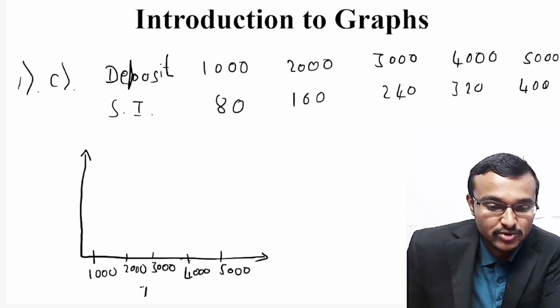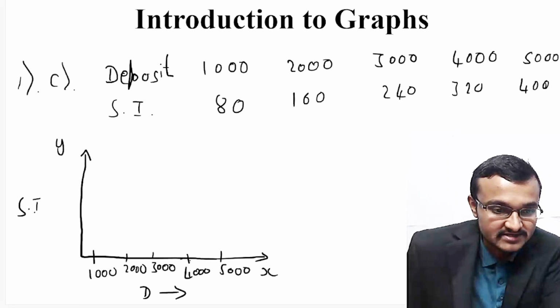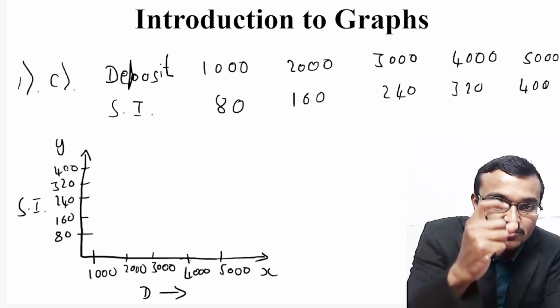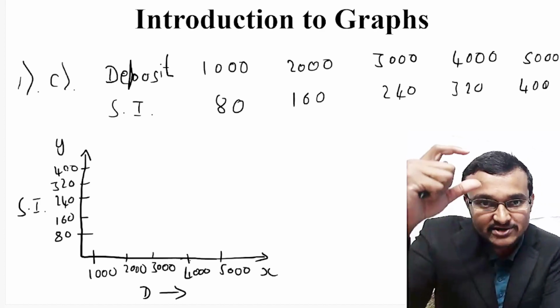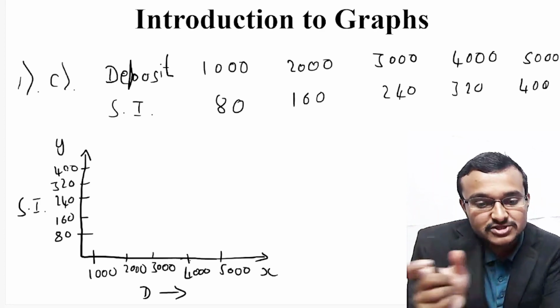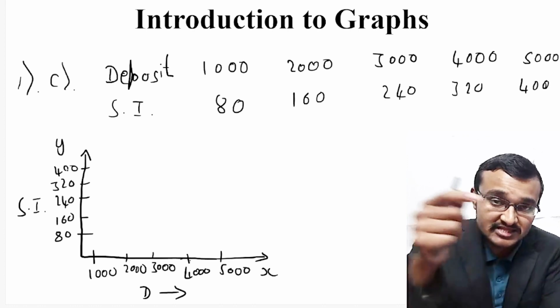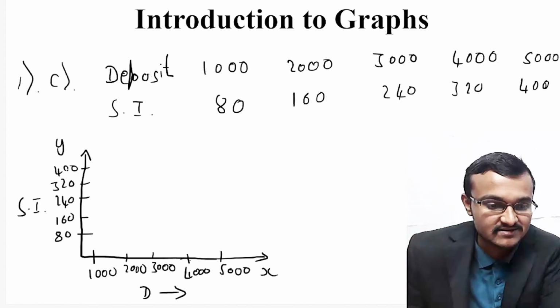So these values are deposit which is there on x-axis, and on y-axis I will be taking simple interest. So the first point will be 80, the second will be 160, the third will be 240, the fourth will be 320, and the fifth will be 400. So here also I have taken equal intervals on x-axis and y-axis. That is 80, 80, 80 on y-axis and 1000, 1000, 1000 on x-axis. So that's why it is 1000, 2000, 3000, 4000, 5000. There is a 1000 difference. Here an 80 rupees difference is there on y-axis. So this is how you should scale the graph.